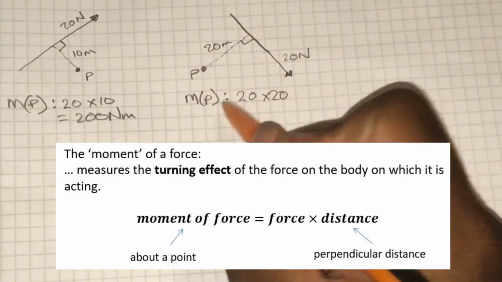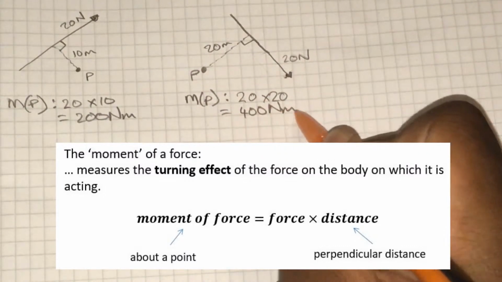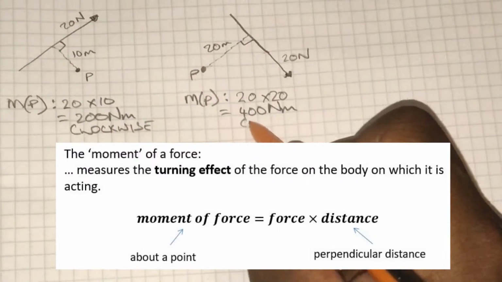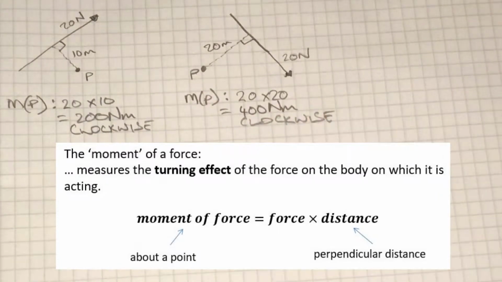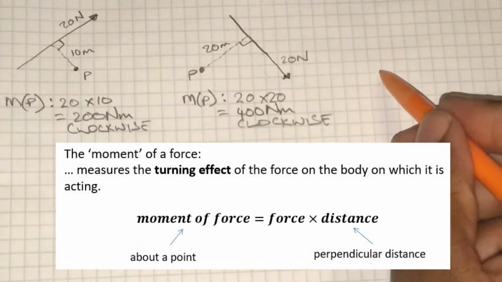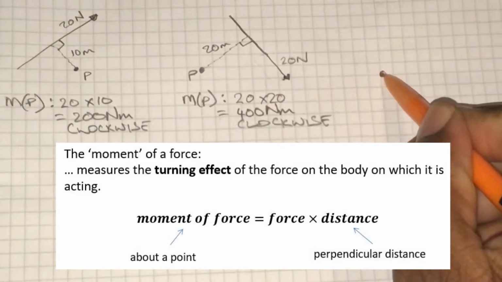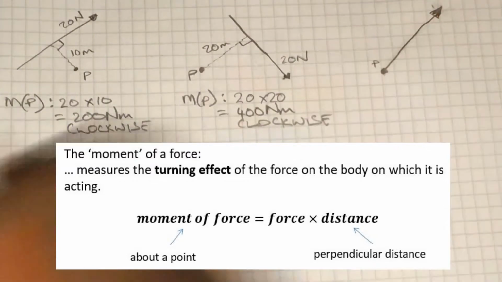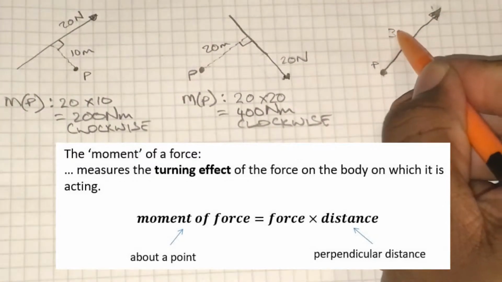The notation I'm using here just denotes that the moments are being taken around the pivot point P. Be careful to include the direction that the moment is turning. So that's either going to be clockwise or anti-clockwise. We don't want to see right or left. We don't want to see up or down. It is a rotation, it's a turn, so it should be clockwise or anti-clockwise.